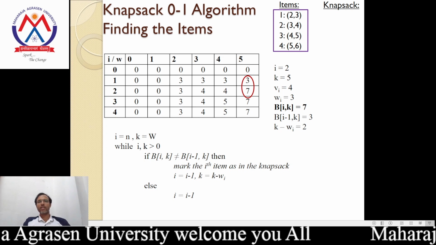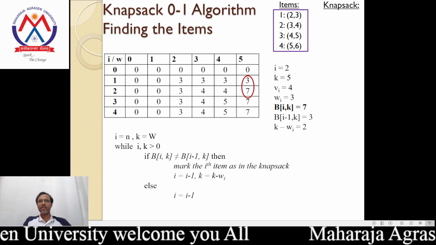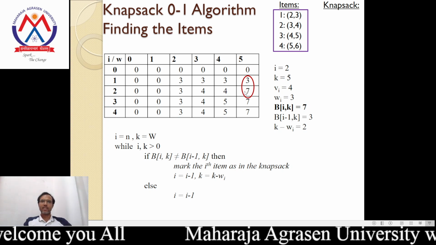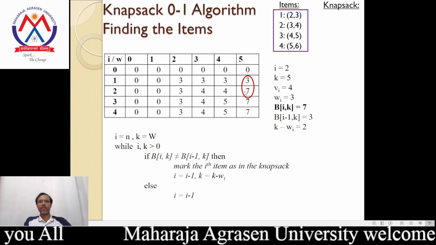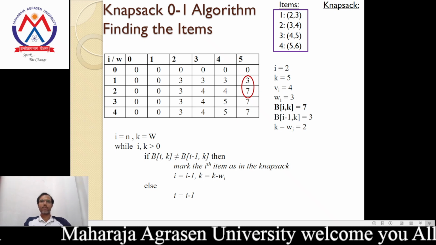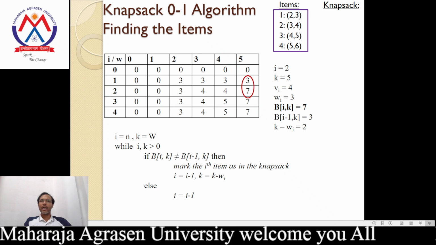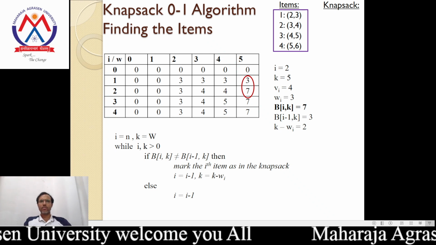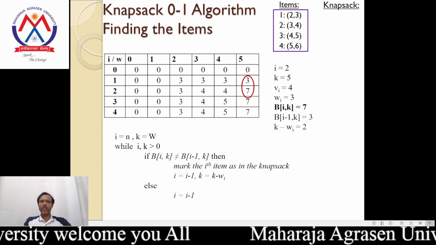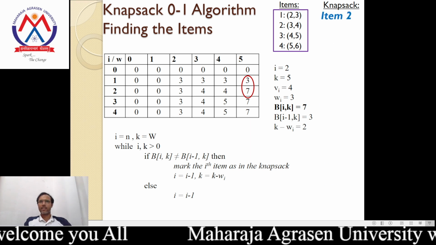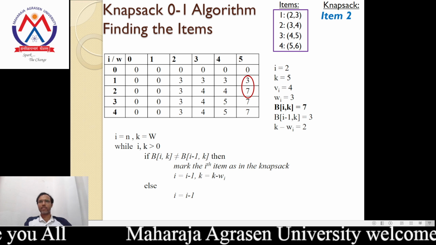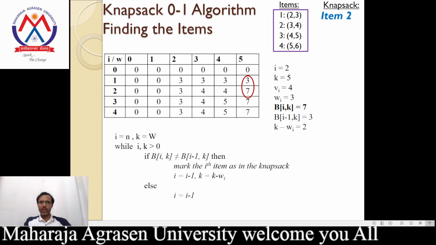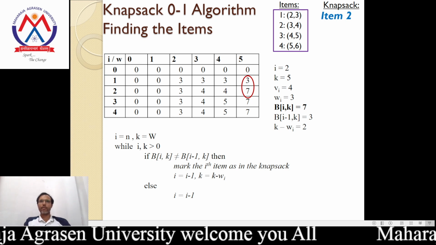It means we got the profit of 7 from the item we have selected, that is the second item. That's why the profit will be 7 from the second item we have selected. The items are I0, I1, I2, so in the knapsack, item 2 we have selected. Clear? Now we have to consider the next profit value.